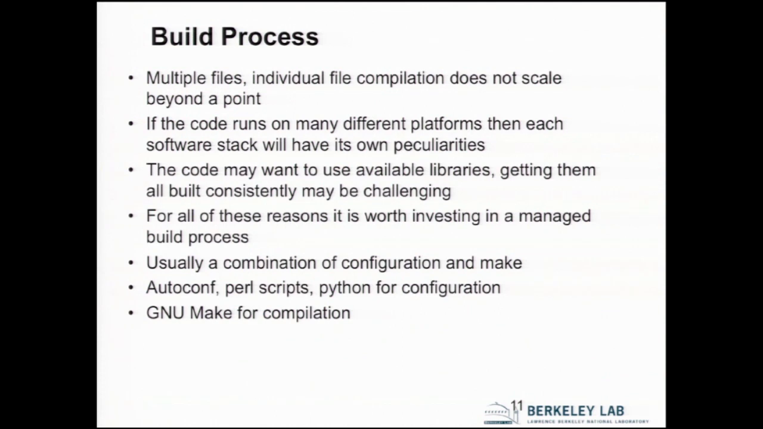Your code will depend upon libraries. If you're running on HPC platforms, at the very least, you're always going to be using MPI, if not anything else. More likely, you're going to be using MPI and some form of parallel I/O, probably some BLAS, sometimes PETSc, etc. And again, managing it all manually is not a tractable solution. So one should totally invest in a managed process, and it's usually a combination of configuration and make. You can do a configuration using autoconf or some form of scripting with Perl or Python. And then usually the best tool for make is GNU Make for compilation, because it's a lot more flexible than your generic make is.